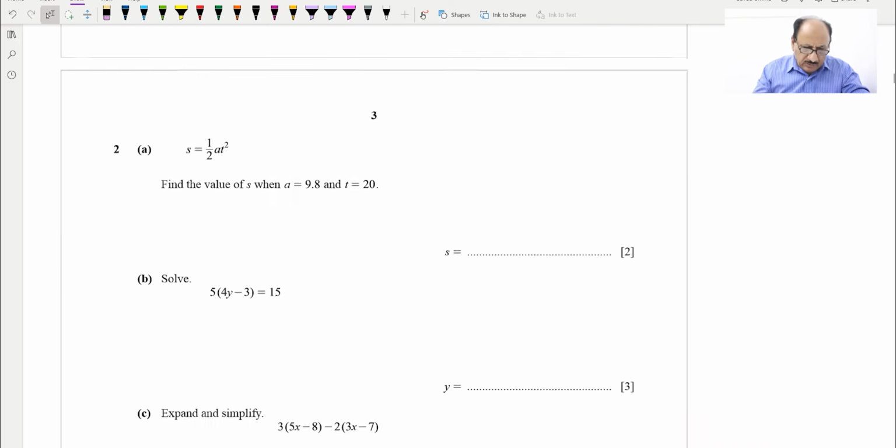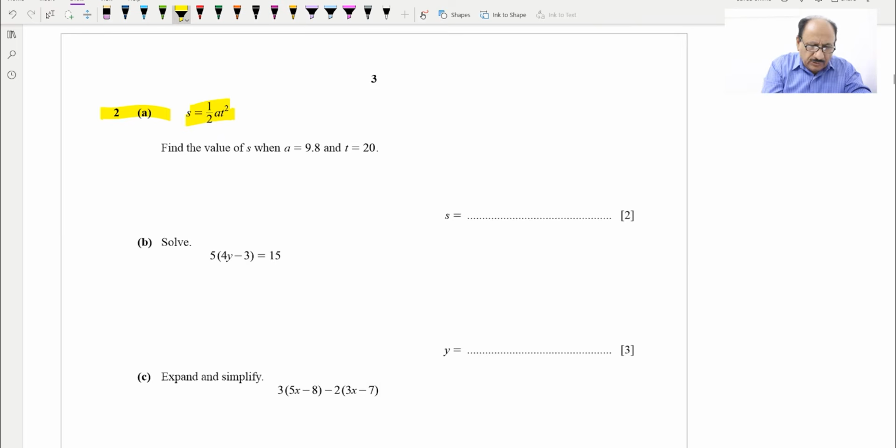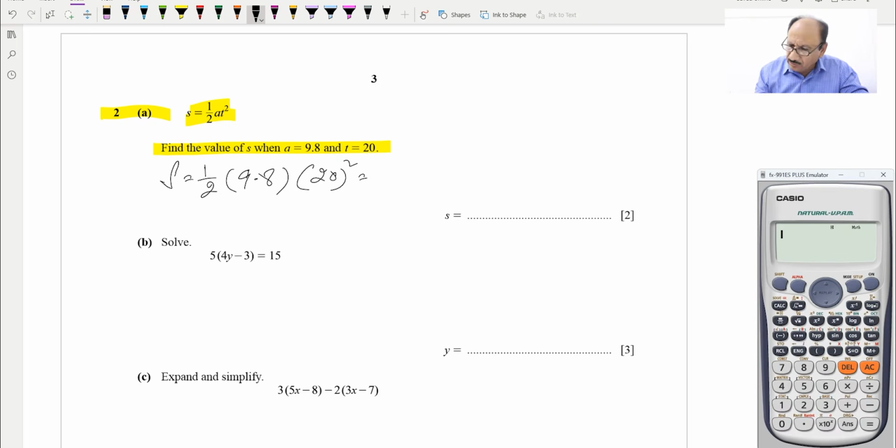Now question number 2, part (a) says this equation is provided, find the value of s when a and t values are given. So we will be replacing the values, and after replacing the values, this will be s is equal to 1 by 2 into a value 9.8 and t value 20, so 20 squared, and we can use the calculator for this calculation. So 0.5 into 9.8 multiplied by 20 squared, and this will give us 1960.